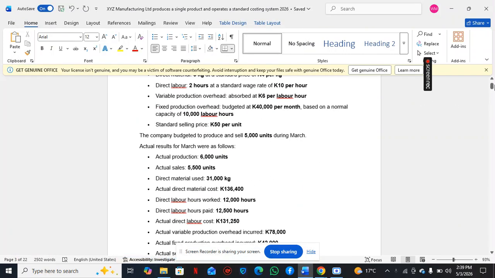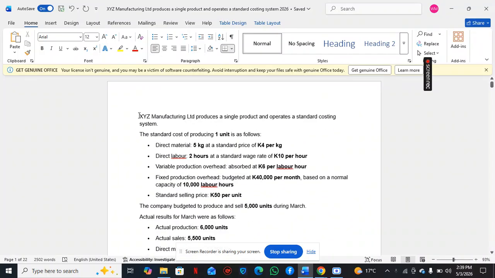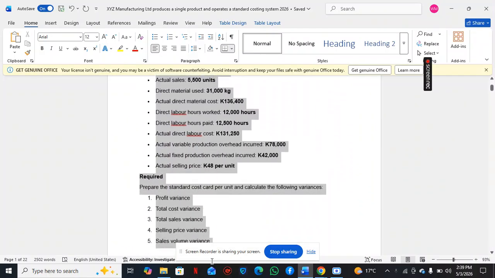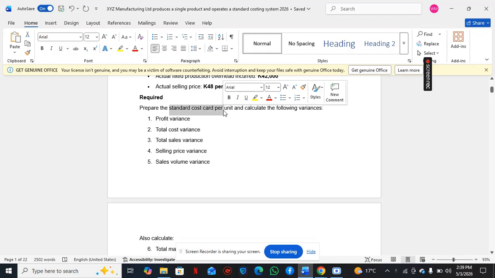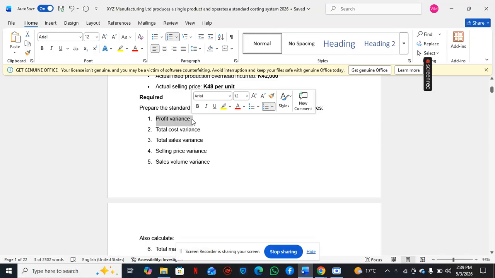Okay, so we're still dealing with this question for XYZ Limited, still using all of this same information. We have first done the first part of calculating the standard cost card per unit. Now, we need to first calculate our profit variance.